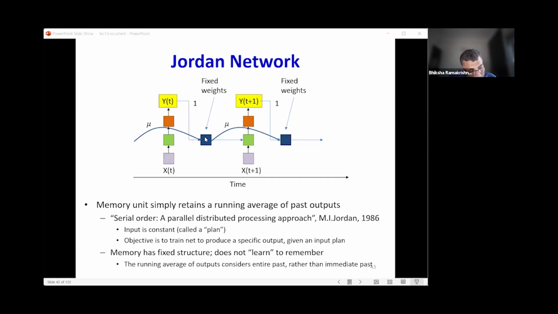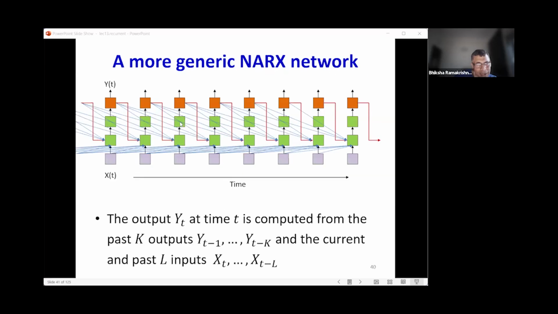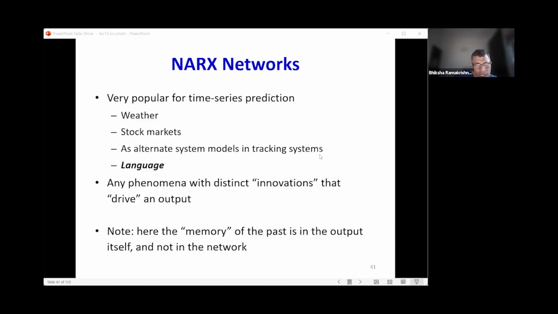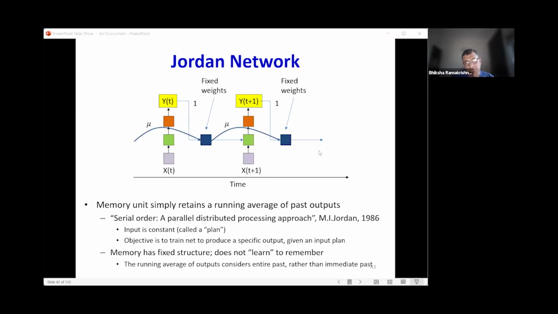Even if I had a higher order NARX network, you were looking at the past few outputs, but you were not considering all infinite outputs in the past. Now, if you want to consider all infinite outputs in the past, you would either have infinite taps into the Ys, or here's what you could do. You can just have this little block over here, which maintains a running average of the outputs.